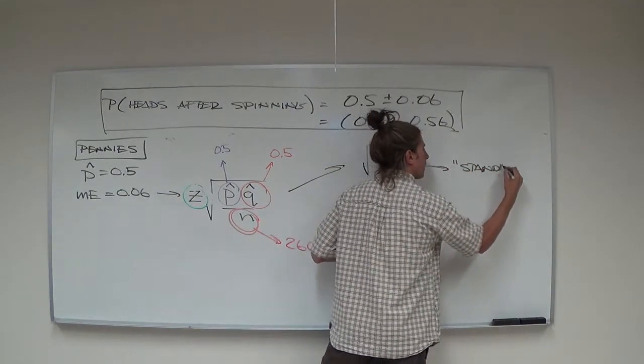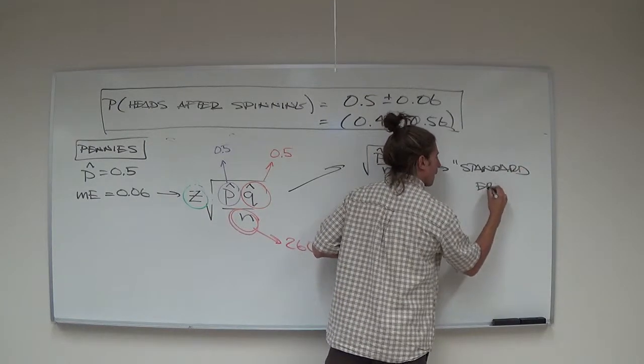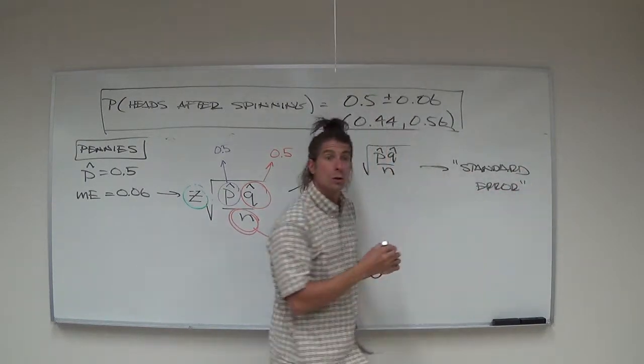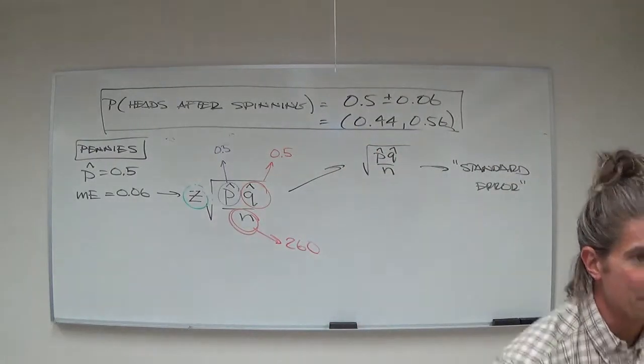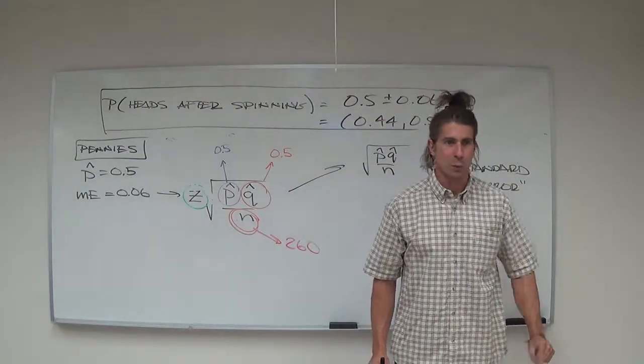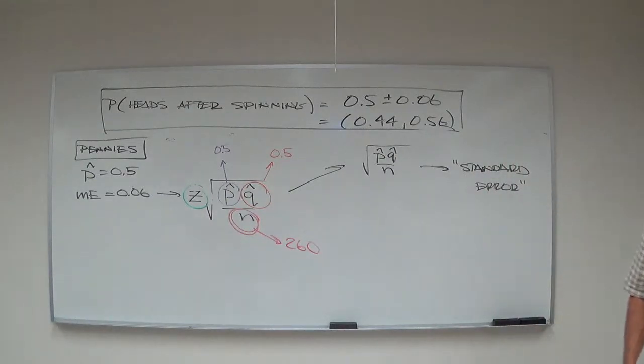I thought Z was standard error. Z is going to be the number of standard errors. Got it. Thank you, Kaylee. Thank you. You're 30 seconds ahead of me, my friend. It's beautiful. That's one standard error.